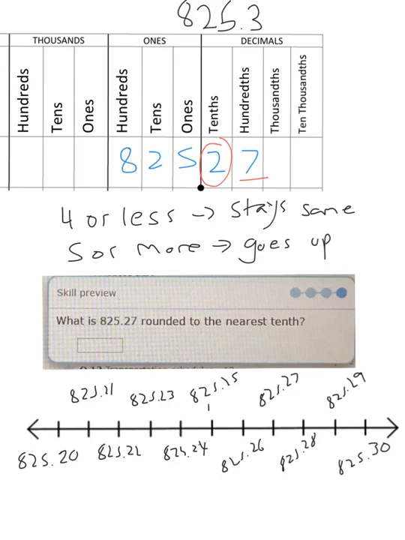Let's look at all the number lines. We can prove it visually. The 2 tenths is either going to be a 2 or go up to a 3. So we've written in here 825.2 all the way up to 825.3. So 20 hundredths, 21 hundredths, 22, 23, 24, 25, 26, all the way up to 29, 30. We are at 27. So we are right here, which is visually closer to 825.3, which is what we've written up here.